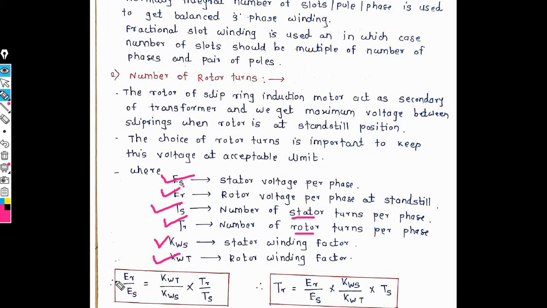This is the transformation ratio with respect to stator and rotor. ER upon ES is equal to KWR upon KWS into TR upon TS. Rearranging the equation, TR is equal to ER upon ES into KWS upon KWR into TS. This is the formula for the number of rotor turns of the slip ring induction motor.